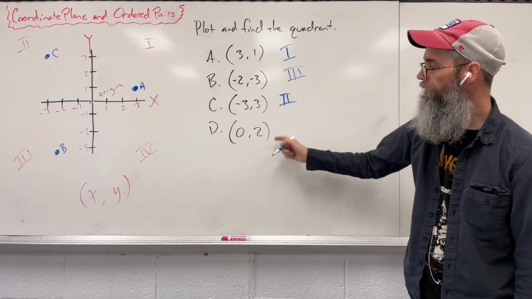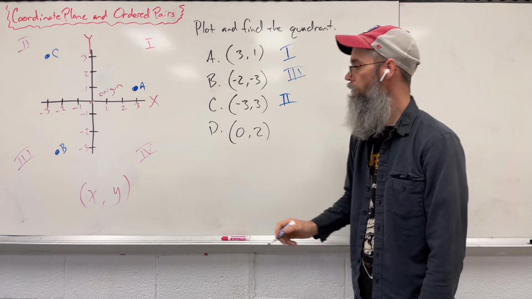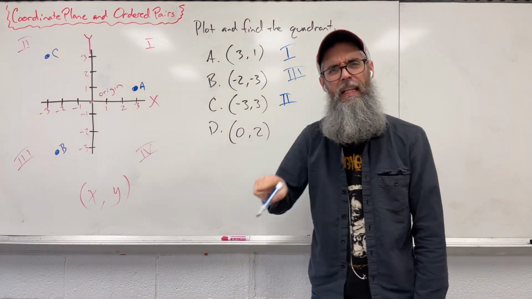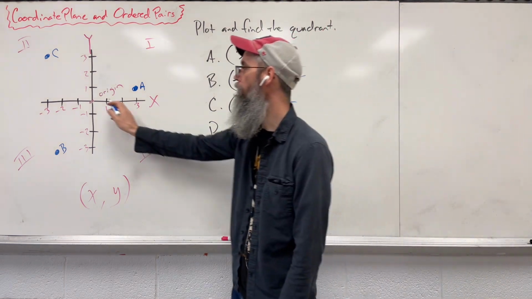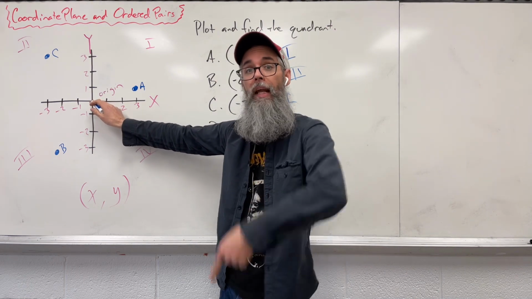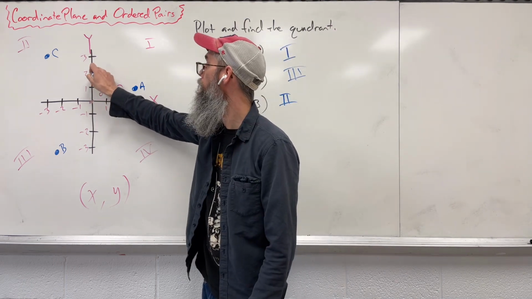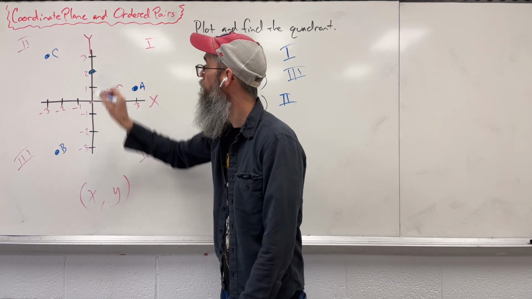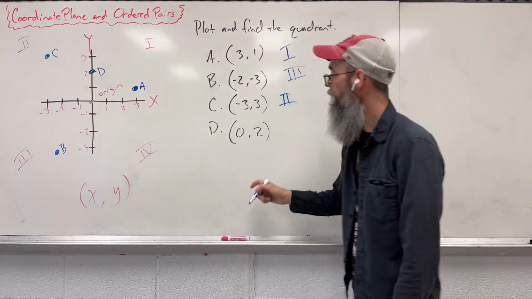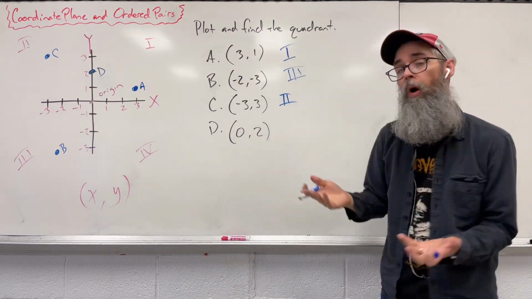And then my last one, D: 0, 2. So I'm moving left and right in the x direction 0 times. So I just stay here. But then I go up 2. There's my point D. Now I want to know, what quadrant is that?